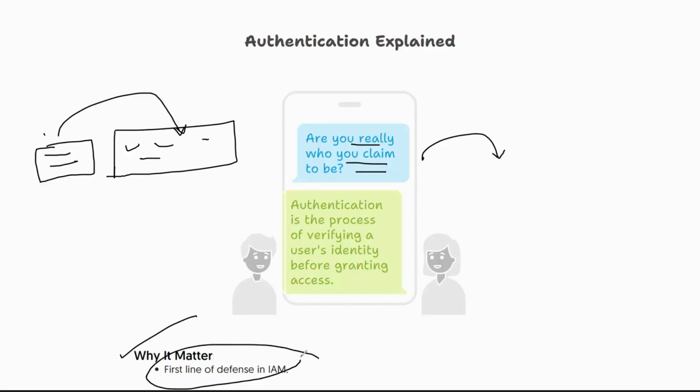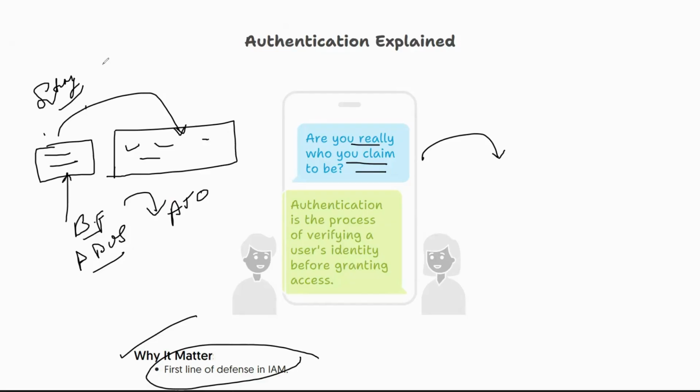So why does it matter? It's definitely the first line of defense in IAM. Every security breach happens here. People doing brute force, DDoS, account takeovers. Everything is being played here. If your authentication system is strong, these things can be avoided.